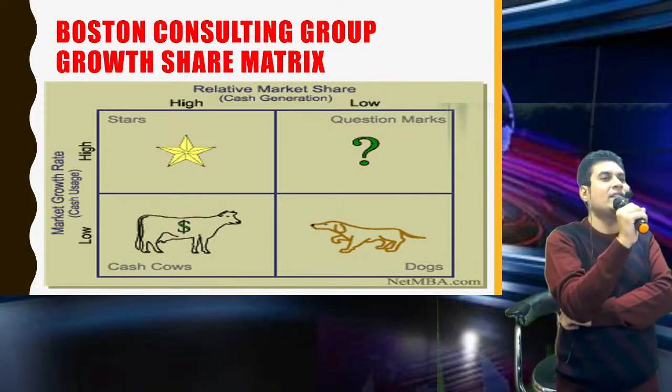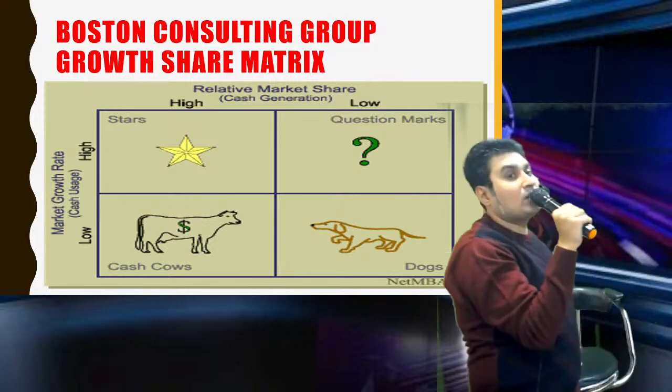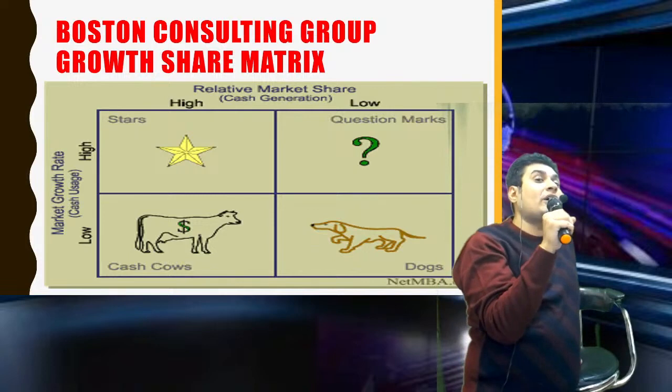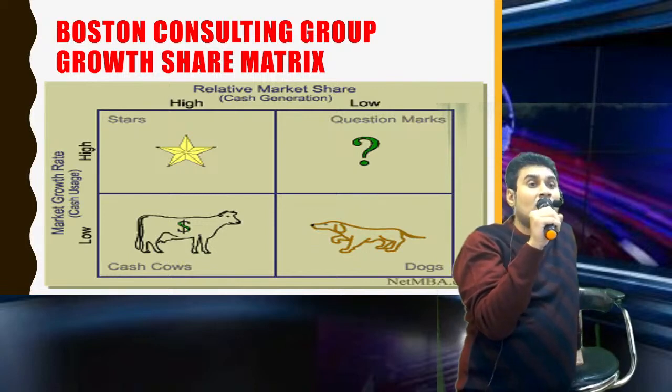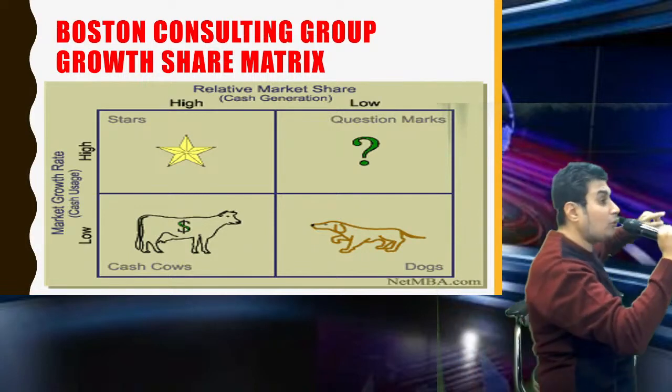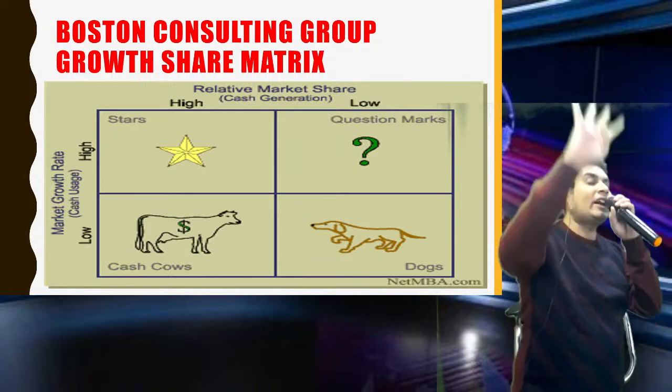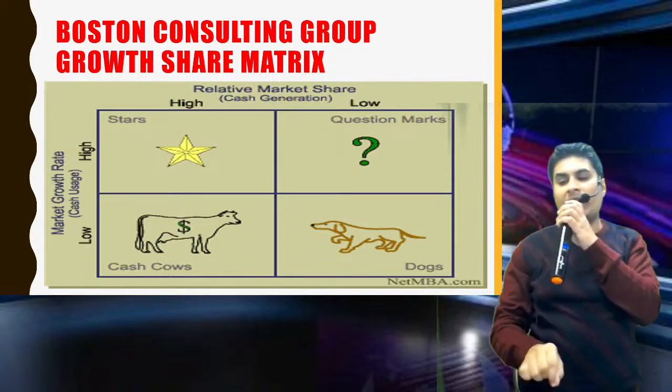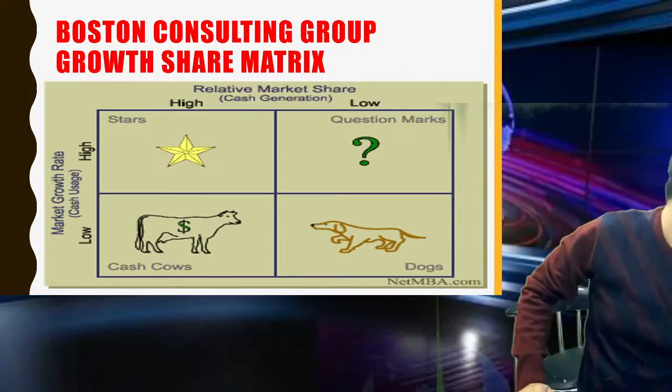Okay, moving on. All this was time pass, concentrate. Boston Consulting Group said, whatever products you have, divide them into how many parts? 4 parts. And then we will tell you whether to allocate money or not. What are the 4 parts? Star, question mark, cash cow, dog. One more time.